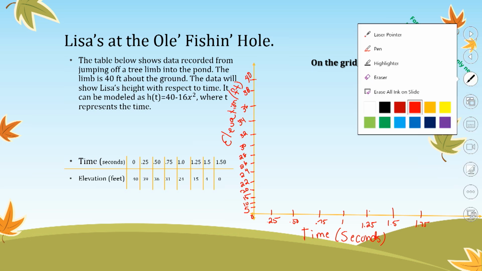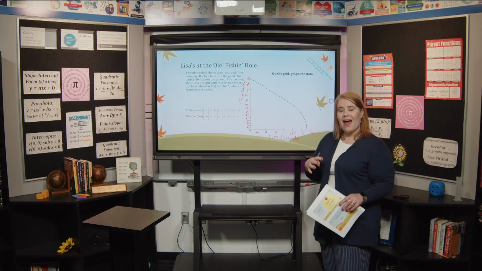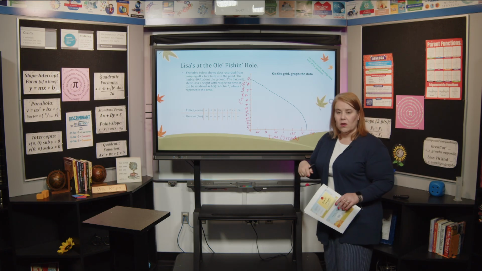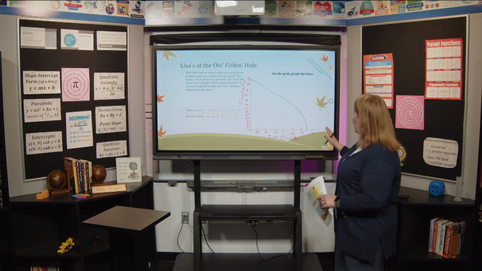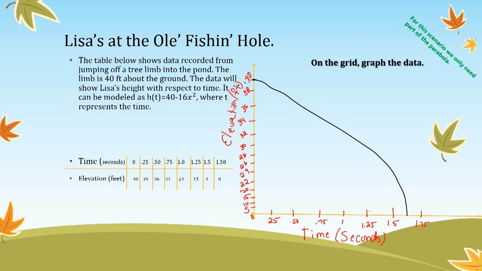So we start with Lisa right here at 0, 40. And then she starts to come down like this. So you want to make sure that you understand we're only using half of our parabola. Now, Ms. Killen can't draw a curved line to save her life, but if we could imagine that this would be our vertex, and then this is what the rest of our parabola looks like.